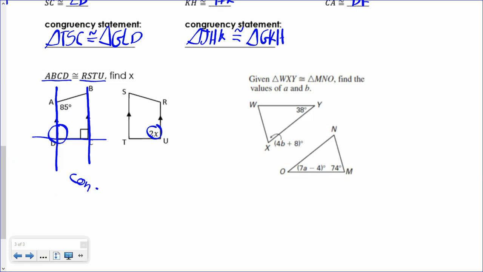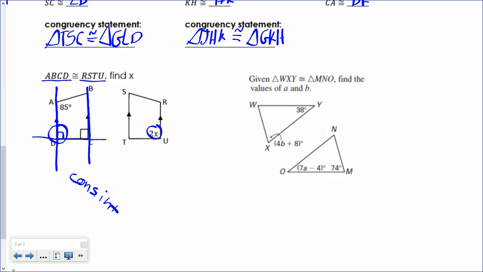Consecutive interior. What do you know about the measures of consecutive interior angles? They add to 180. So if this one's 90, what's this one? 90. So you can add that 90-degree angle because we use the work with the parallel lines.